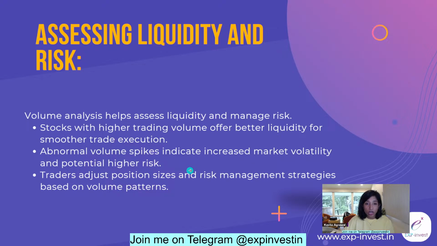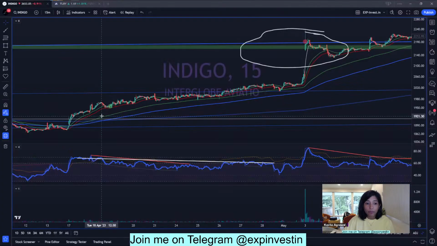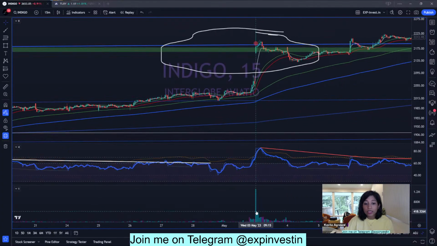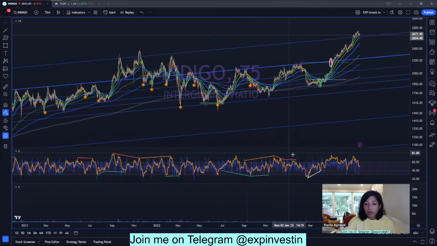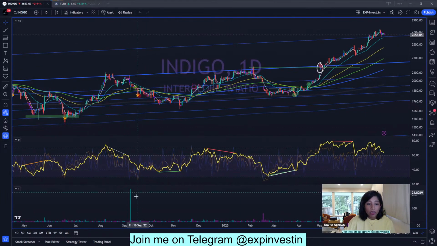I just showed you the chart of Indigo. Let's go back to it. In this chart of Indigo, as you can see, this is a high volume spike. Okay, let's go to the daily time frame. Here we can see again there is a high daily volume spike on the 9th of September 22.